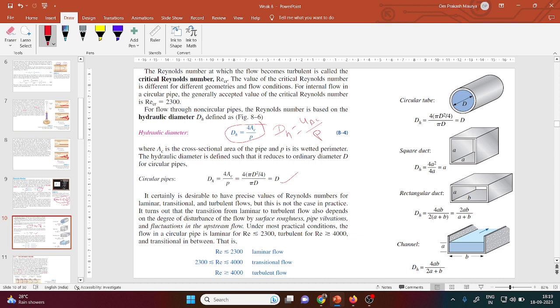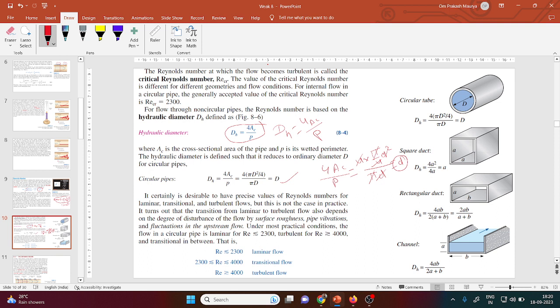This is the cross section area actually. For the circular case if we calculate 4 AC divided by perimeter, how will it come? 4 AC is equal to what? Pi by 4 into d square for the circular case, divided by perimeter, which is pi d. So this is gone, 4 is 4 more and d square, only d is remaining. So in the circular case, the dh is equal to d.